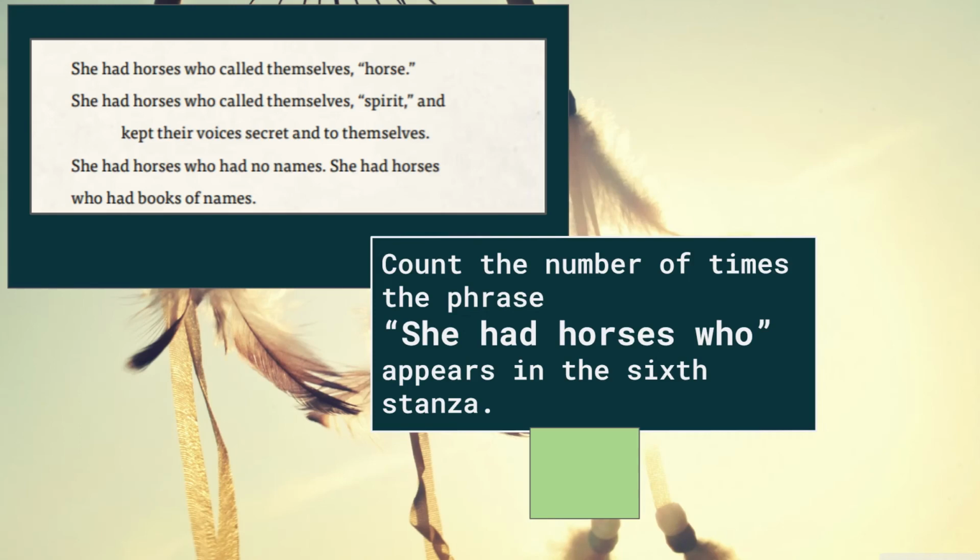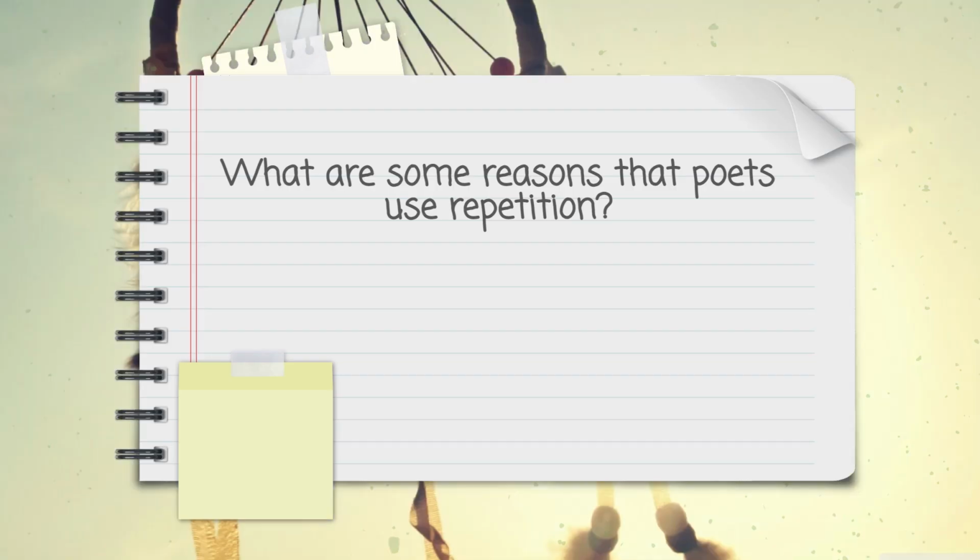All right, so what about stanza 6? How many times did you underline "she had horses who"? Good, you should have said 4. 4 times she has used the phrase "she had horses who."